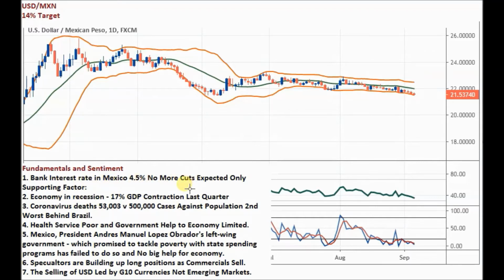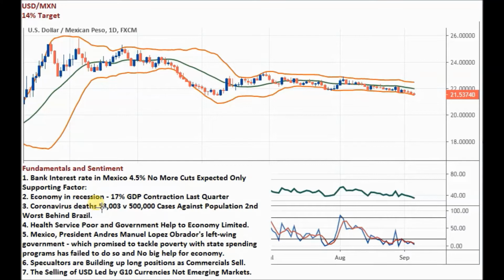The market sees no more cuts coming. You can see that from the bond markets. And that's its only supporting factor, that it's got a decent interest rate. Obviously, we're in a low yield world, so to speak, with interest rates. So the MXN has an attractive interest rate against the USD. Now, in terms of why we think interest rates will be cut going forward, the economy is obviously in recession.